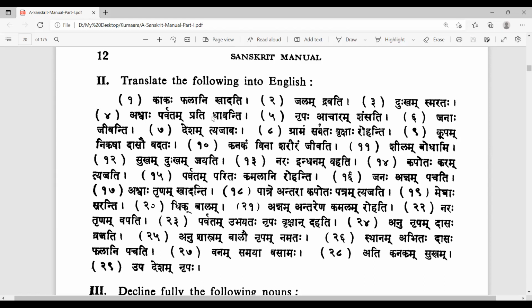Jayati is the kriyapadam. Sukham kim jayati? Dukkham jayati. No, sukham, but that's what I was thinking. I was thinking sukham is pullinga or napumsakalinga. Okay, sukham jayati. Sukham dukkham jayati. So sukham is the subject and dukkham is the object of it.